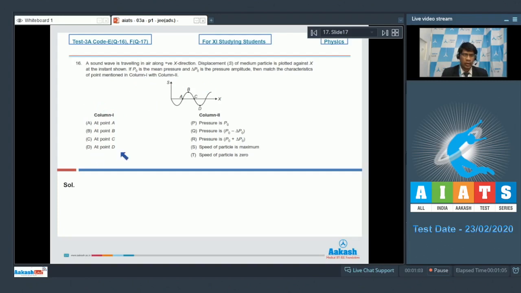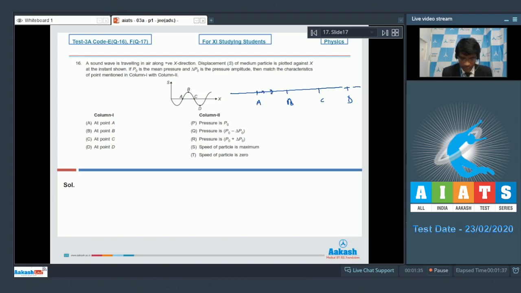Here in column 1, we are provided with some points where the characteristics have been asked, and the respective answer is given in column 2. As per the situation given here, I would just redraw the diagram. Let this point be A, this is B, this is C, and this is D. Definitely from point A onwards the displacement is positive, and at B it is maximum.